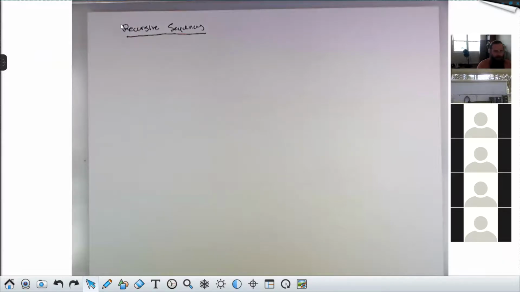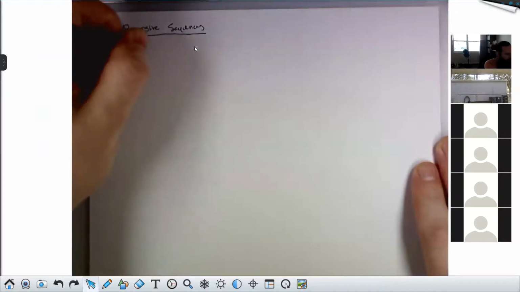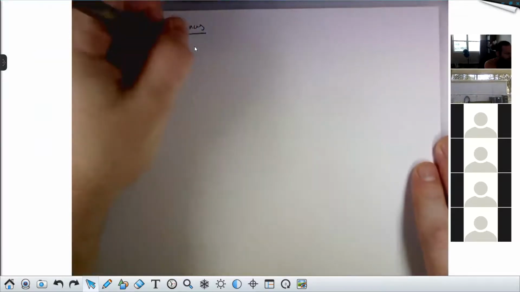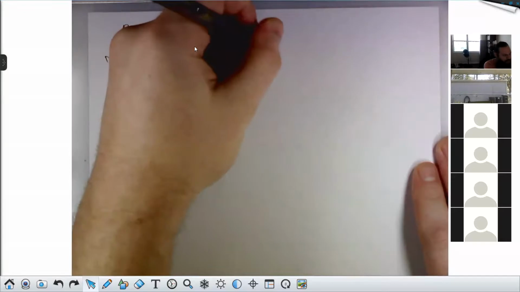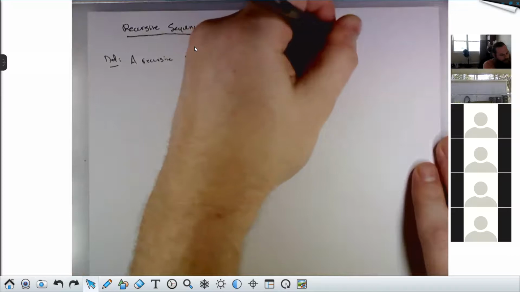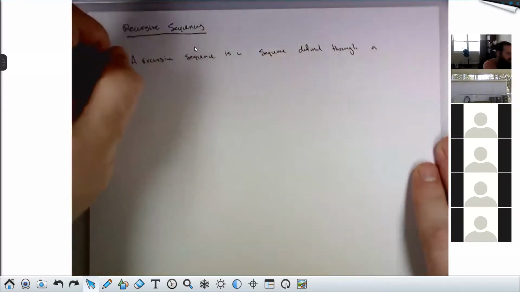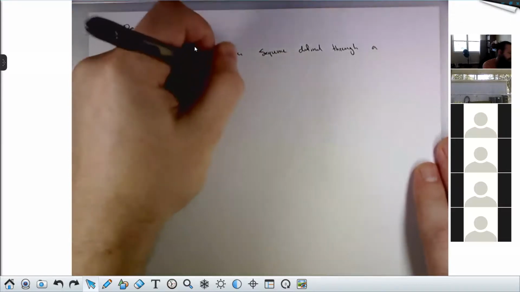But let's go ahead and come back, and I want to show you guys what recursive sequences are, and then I'm going to show you a theorem that is true of all sequences, but is especially useful for the recursive ones. So a recursive sequence is a sequence defined through a recursion relation and initial conditions.